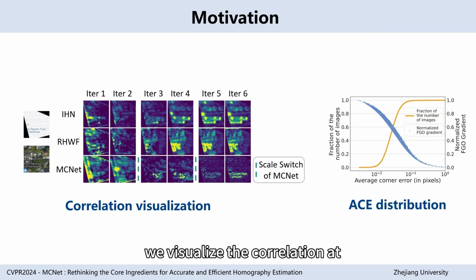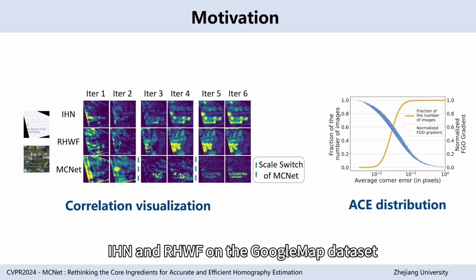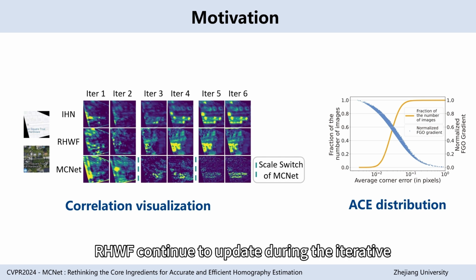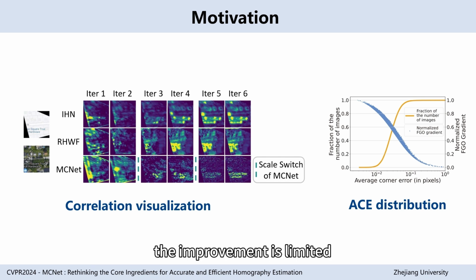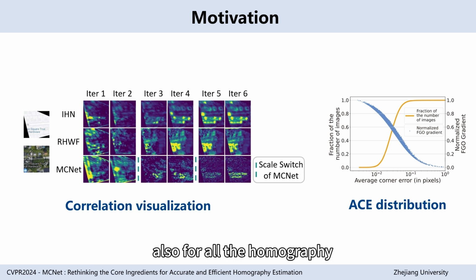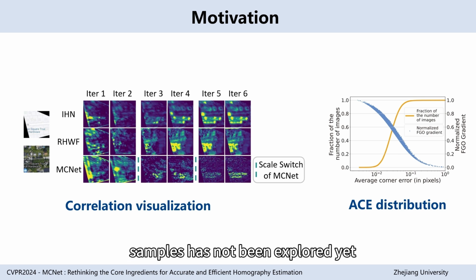In this figure, we visualize the correlation at each iteration for the two correlation-based methods, IHN and RHWF, on the Google Map dataset. It is noticeable that although the correlations of IHN and RHWF continue to update during the iterative estimating process, the improvement is limited primarily due to insufficient feature resolution. Also, for all the homography estimation methods proposed early, the dynamic adjustment of loss for different samples has not been explored yet. We propose that samples with lower loss during the training stage can be allocated a larger backpropagation gradient to improve accuracy.